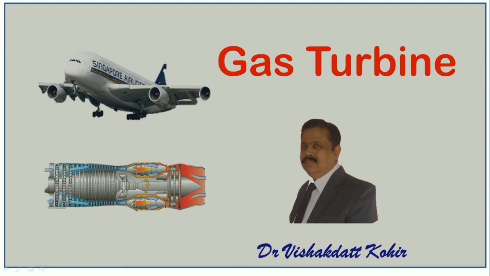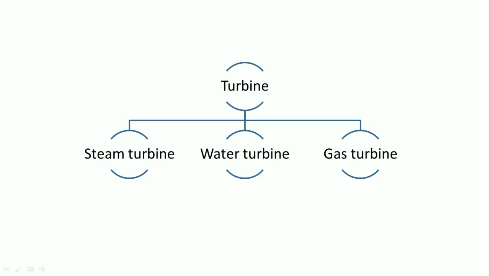In this video lecture, we are going to discuss the gas turbine. We know the turbines are classified into three categories: steam turbine, water turbine, and gas turbine, based on the medium used in it. In a steam turbine, high pressure steam is utilized to convert the heat energy into mechanical energy. In a water turbine, the hydraulic energy gets converted into mechanical energy. Similarly, in a gas turbine also, the gas or the air is utilized to produce the mechanical energy.